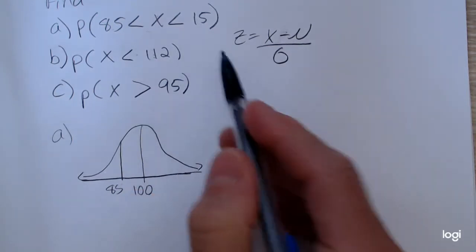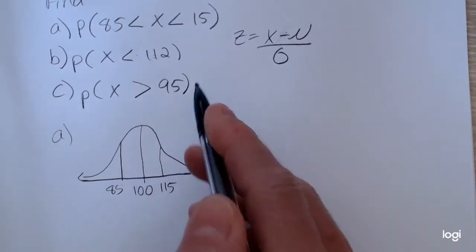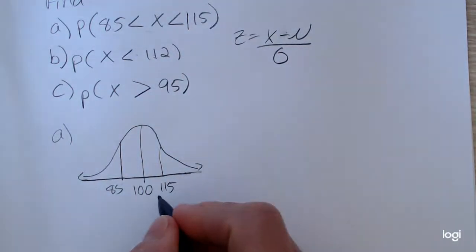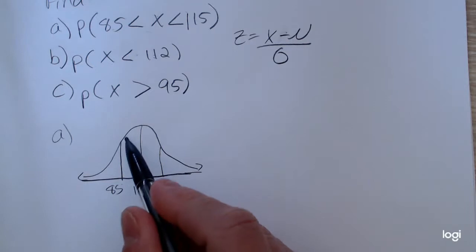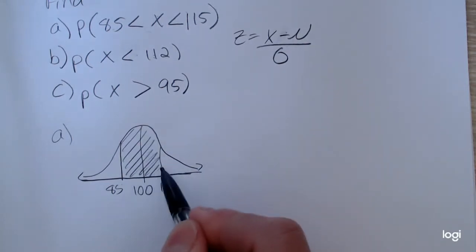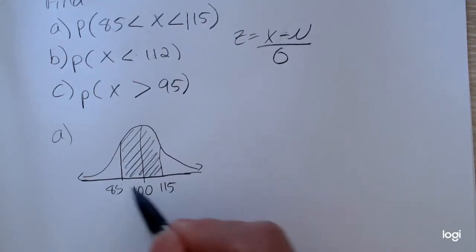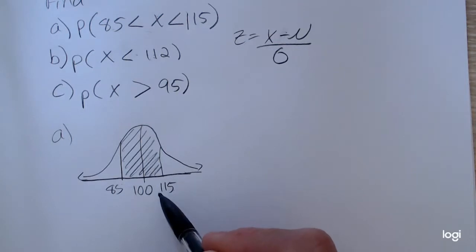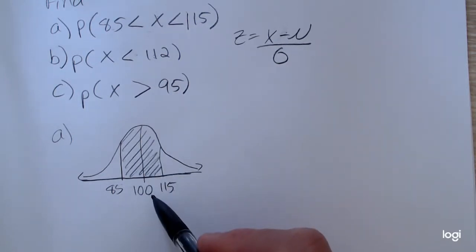And it stops at 115. So my upper bound is 115, and I'm shading in between. So I want to find the probability of getting an x value within one standard deviation of the mean. Because this is bell-shaped, previously we learned, using the empirical rule, that about 68% of the values will lie within one standard deviation of the mean.